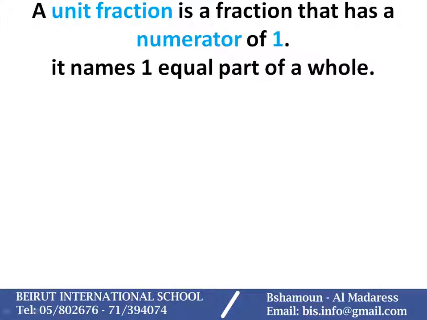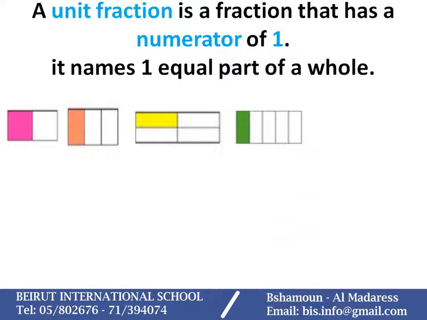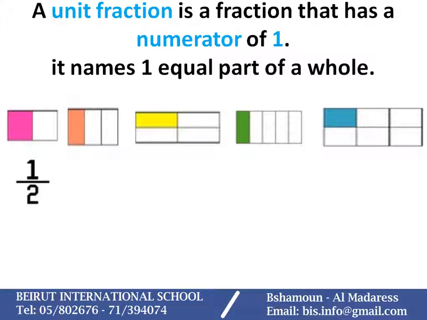Now, let's start with a unit fraction. A unit fraction is a fraction that has a numerator of 1. When we have a numerator 1, the name of the fraction is unit fraction. Here we have an example. The first picture, we have 1 out of 2. So it's 1/2. 1 out of 2 is shaded. We have one part from the 2.